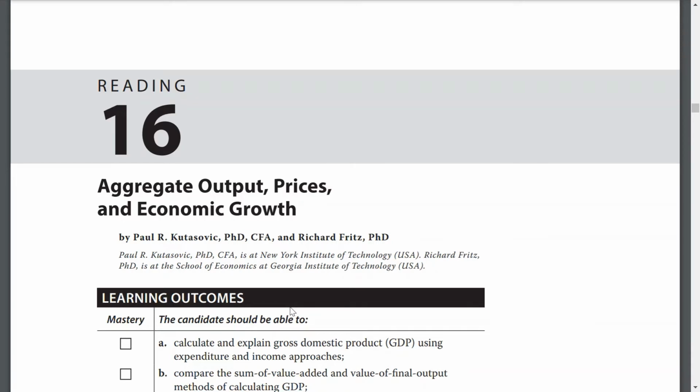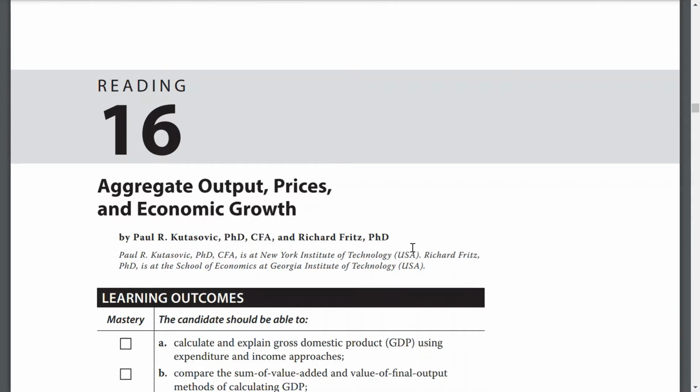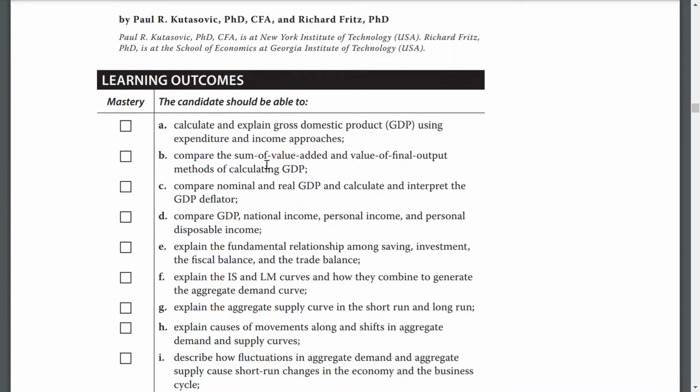Okay, Reading 16, now on the economics section of the CFA Level 1 program curriculum reading. Now on aggregate output, prices, and economic growth. So the learning outcomes: calculate and explain gross domestic product using expenditure and income approaches. Compare the sum of value added and value of final output methods of calculating GDP.